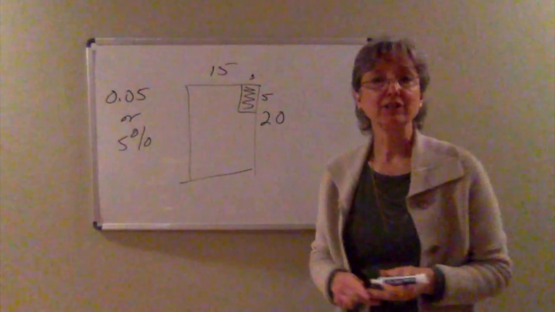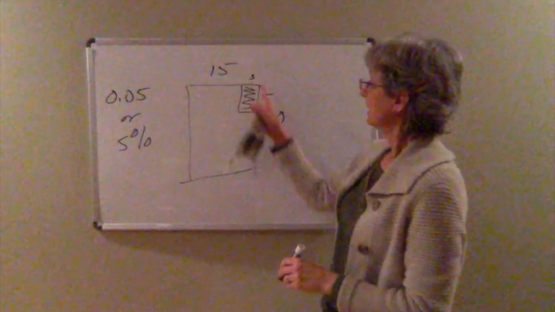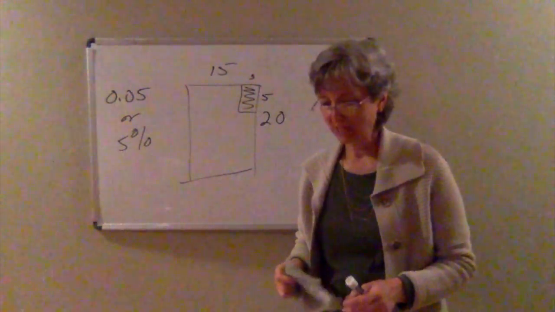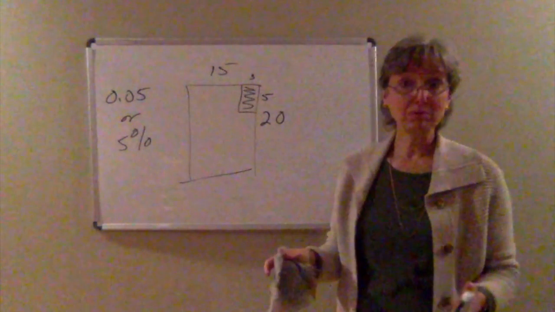You should have got 5%. It's 3 times 5 divided by 15 times 20. All right? Okay, so that's probability.